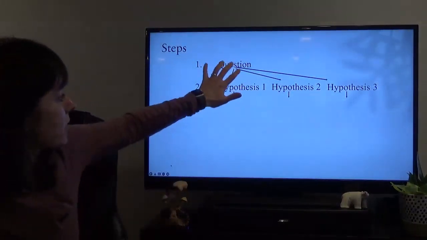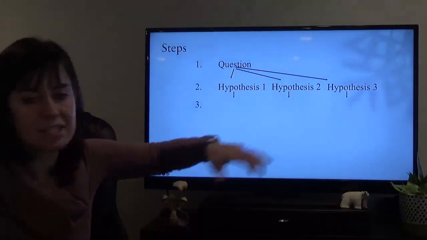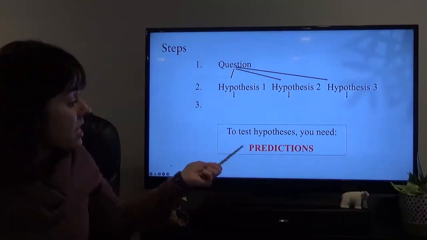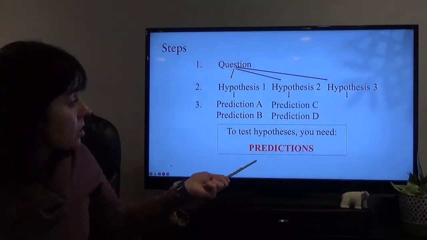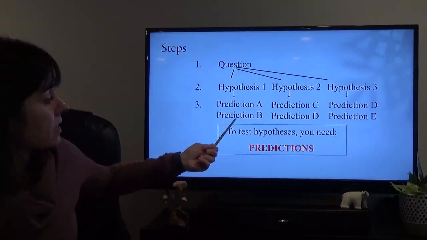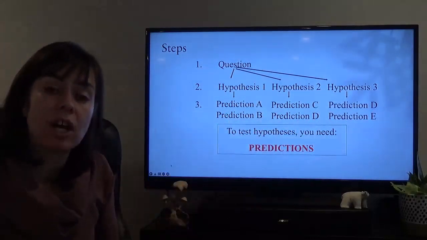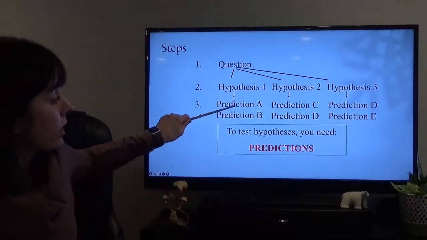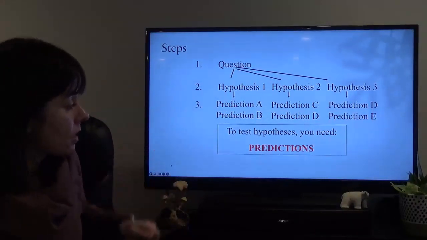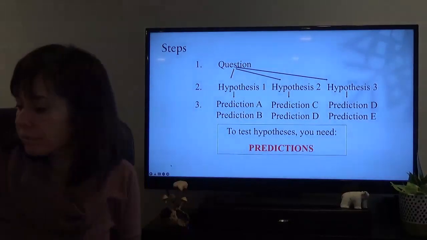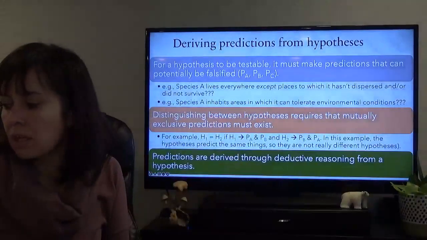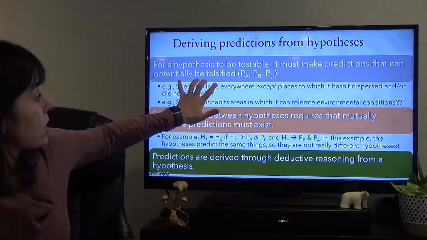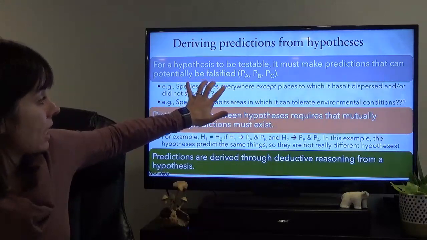Okay, so our steps: we've got our question, and we've got our hypotheses. In this case, we only showed 2 hypotheses. But then, to test hypotheses, we need predictions. So we have sets of predictions that go along with each hypothesis. In order for that hypothesis to be supported, we need to be able to show that prediction A and prediction B are correct. For a hypothesis to be testable, it must make predictions that can potentially be falsified.